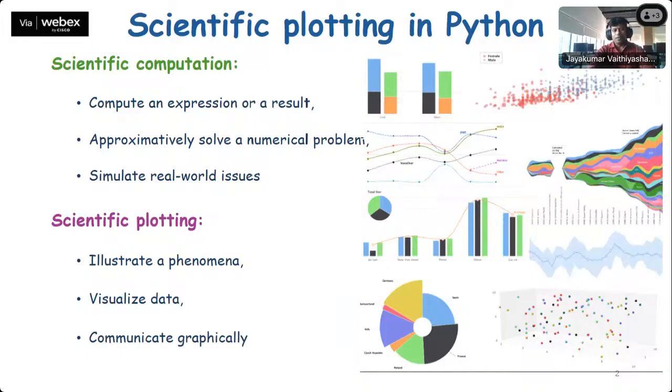It is better than communication through text-based or table-based formats because you're communicating graphically. This is the competitive advantage if you go for scientific plotting. It will reduce the time to understand your phenomena and your experimentation. And it is very easy to convince people if you communicate through graphics.